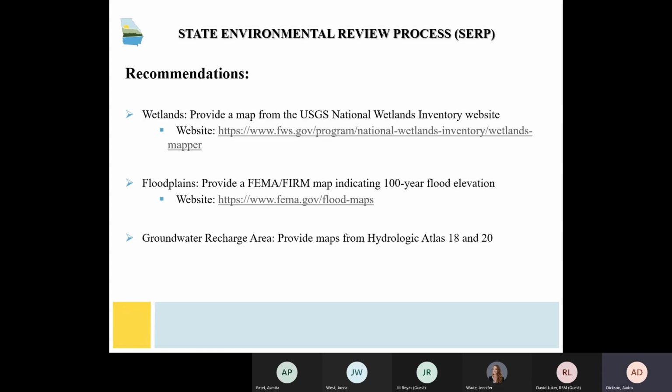Wetlands, floodplains, and groundwater recharge areas will require maps to show if any of the project areas are within their boundaries. The URLs for floodplains and wetlands are provided on the slide, while groundwater recharge areas can be found in the hydraulic atlas.